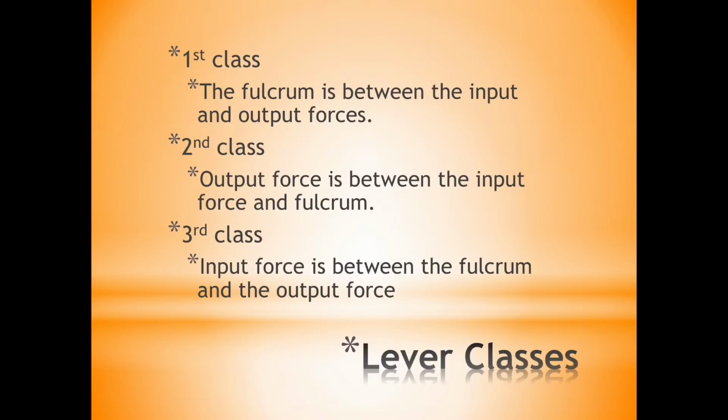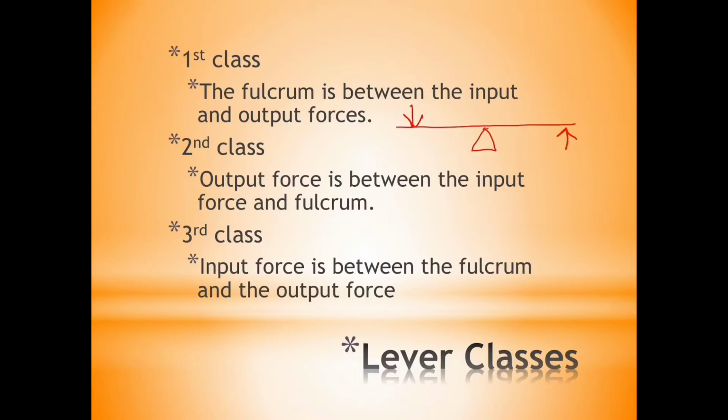Well, a first class lever has the fulcrum between the input and output forces. So it's between the effort and the resistance force. So if we were to draw what a first class lever would look like, your fulcrum would be somewhere in the middle. Your input force or your effort force could be on one side, and your resistance force or your output force will be on the other. And these forces could be switched. It doesn't really matter. As long as the fulcrum is between the 2 forces, it's a first class lever.